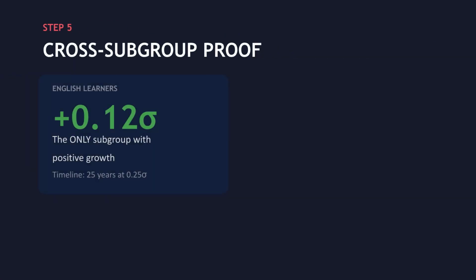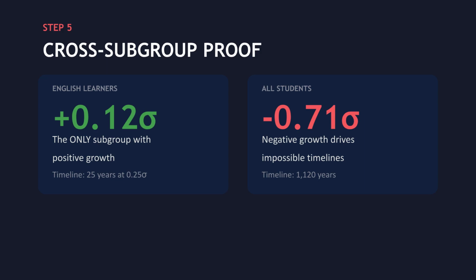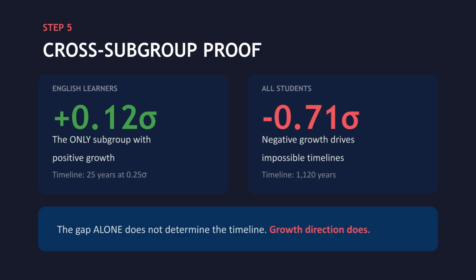Step 5, the cross-subgroup proof, highlights that English learners with positive growth of +0.12 sigma have a feasible timeline, while the overall student population has an impossible one due to negative growth. The direction of growth determines the timeline, not the gap alone.